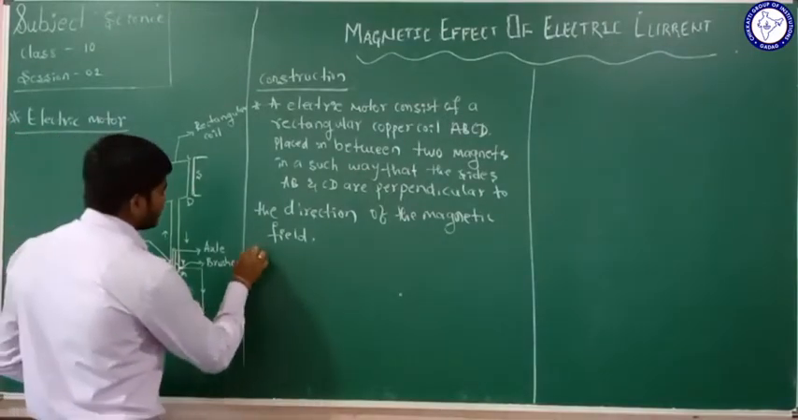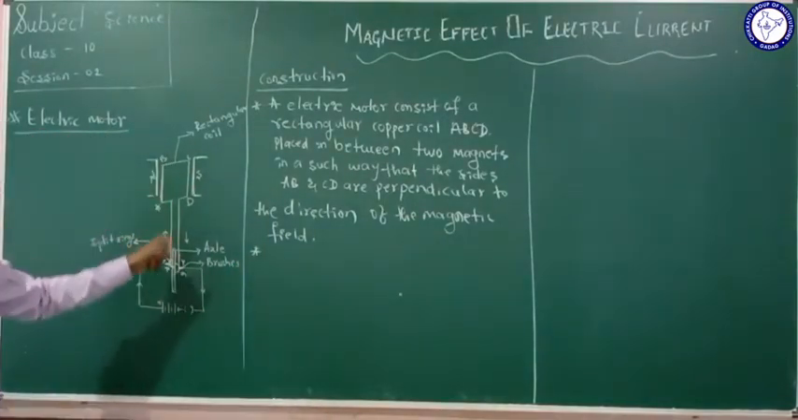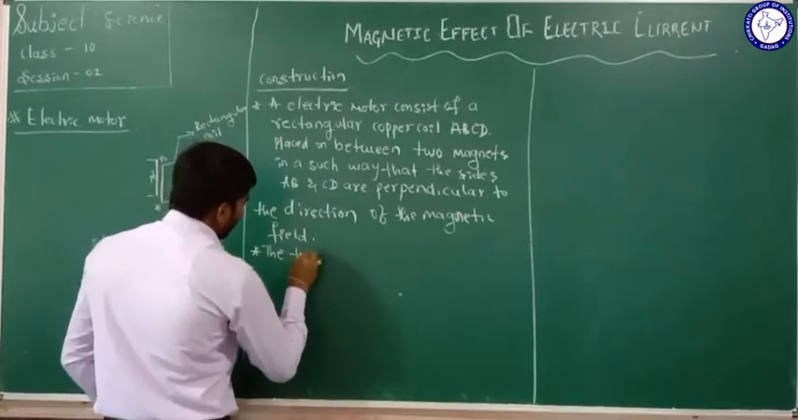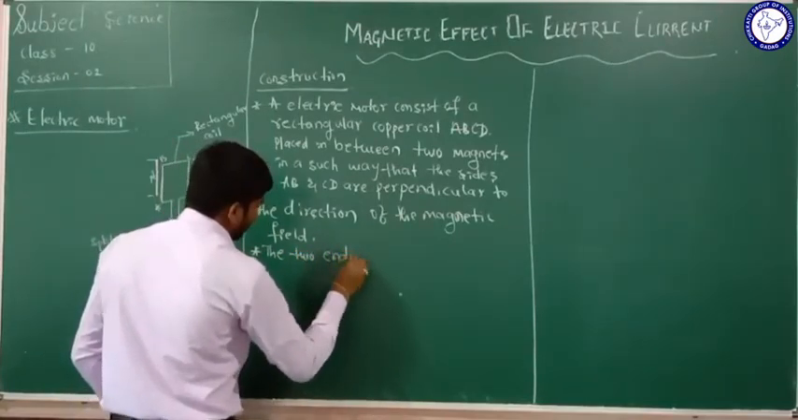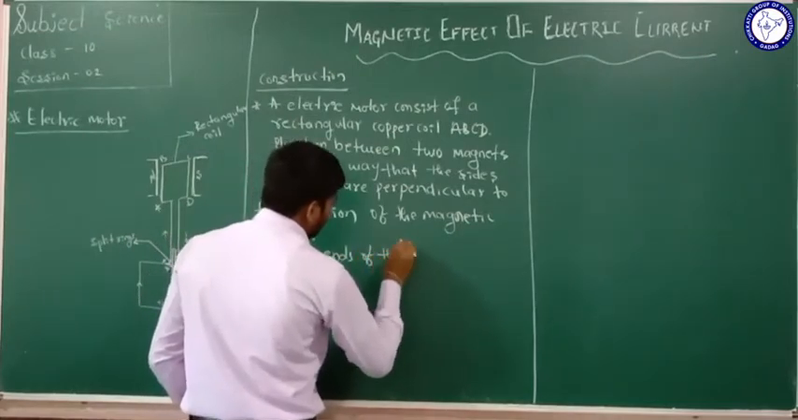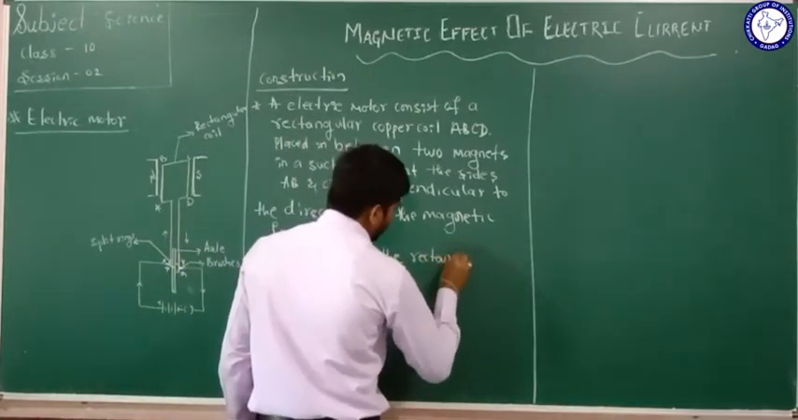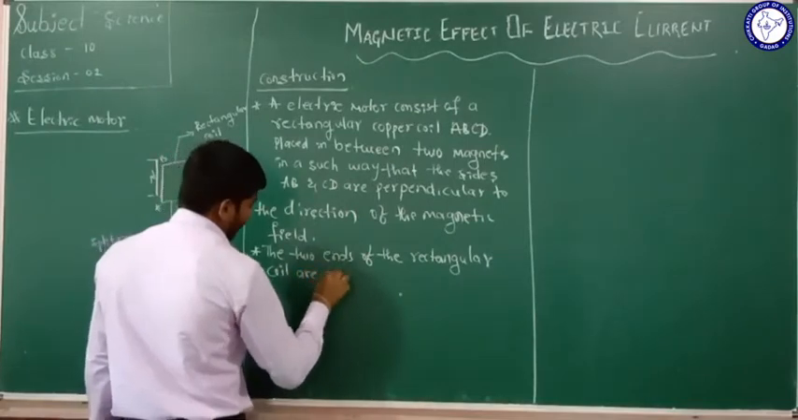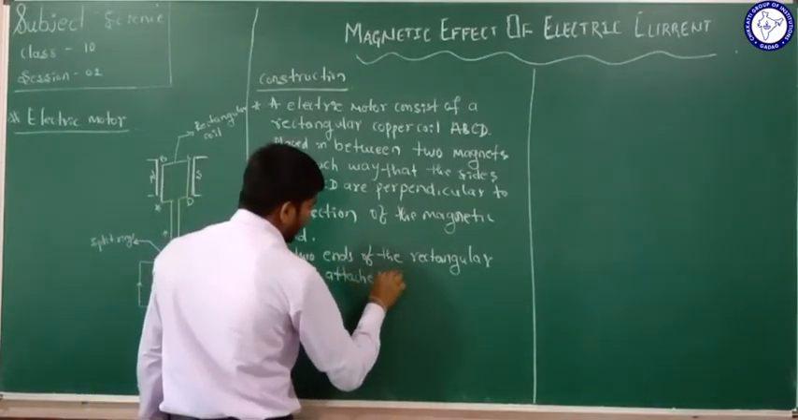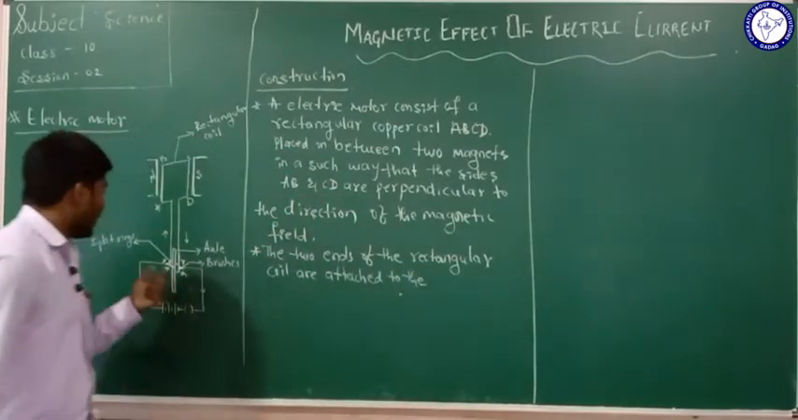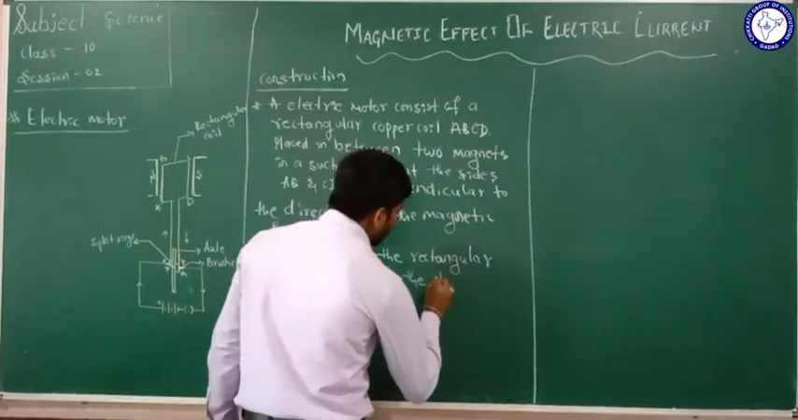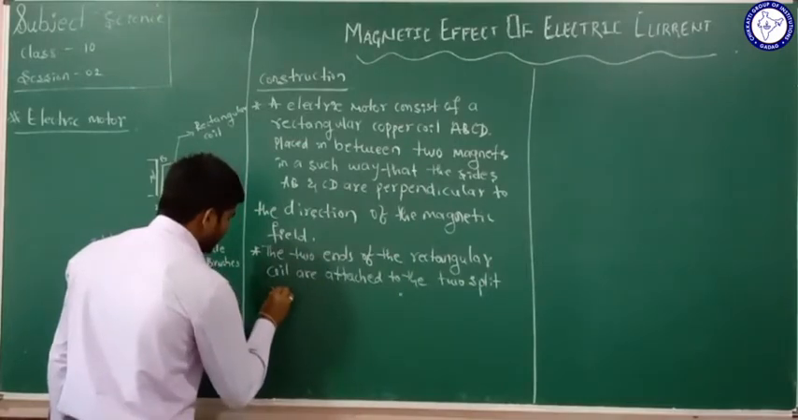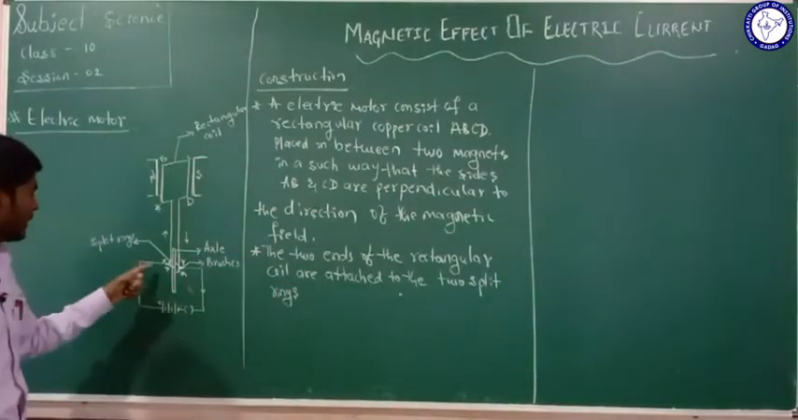And the second point here: the two ends of the rectangular coil are attached to two split rings P and Q.